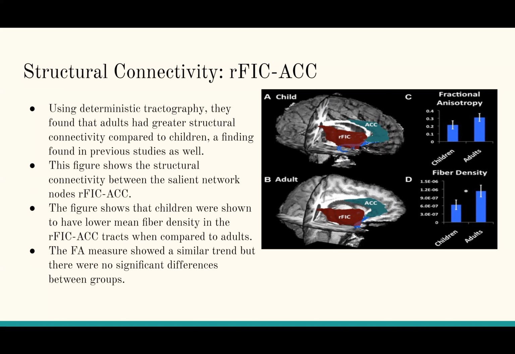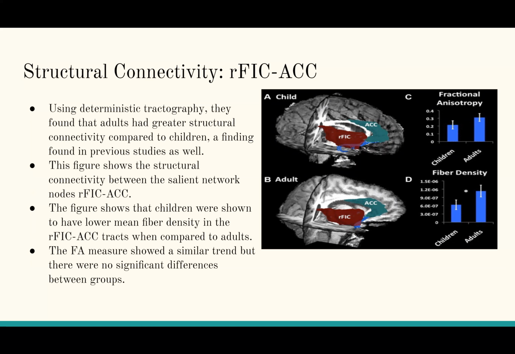When you look at this figure, it shows the structural connectivity between the salience network nodes, RFIC and ACC. The white part is the tracks that are connecting these two nodes. In parts A and B, you can see the structure of the brain and compare the child and the adult. The figure shows that the children had lower mean fiber density in the RFIC-ACC tracks when compared to adults. That's in part B, where you see that the fiber density is lower in children than adults.